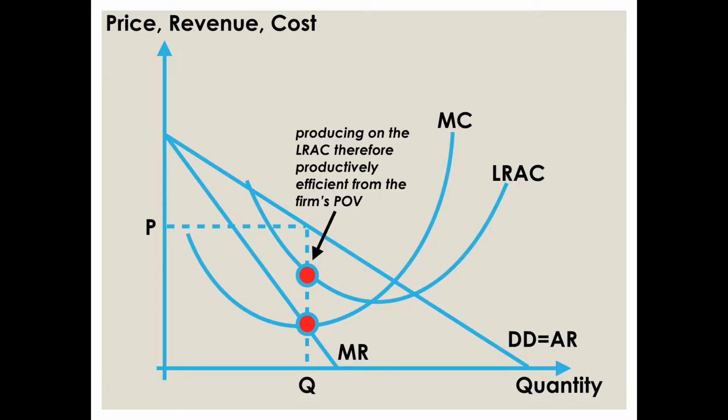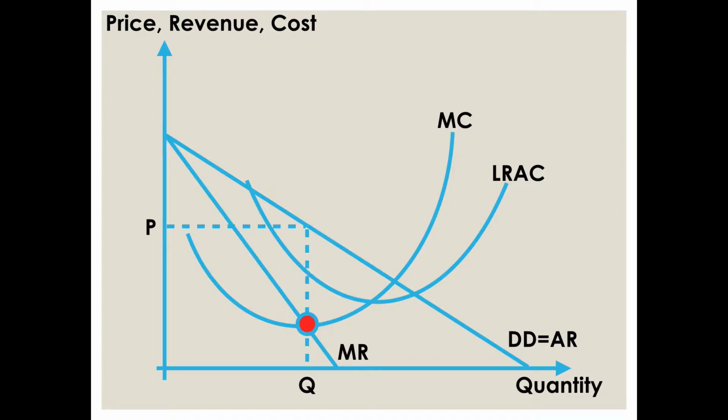But something to take note is that for a firm with market power, particularly for firms with a lot of market power in market structures such as monopolies, this may not be the case. They may not be producing on the LRAC. Sometimes they may be producing above it due to complacency. So if that is the case, then the firm will not even be productively efficient from their own point of view.